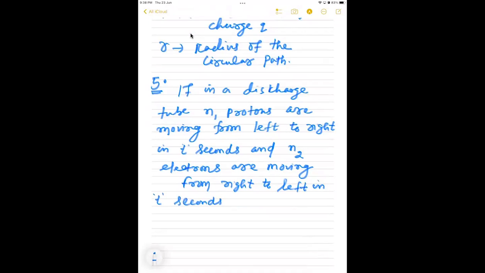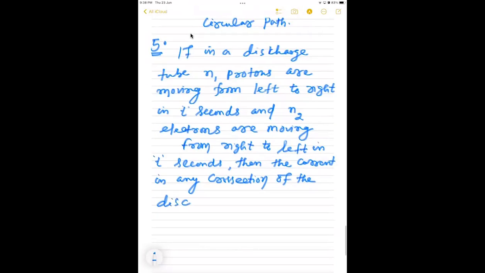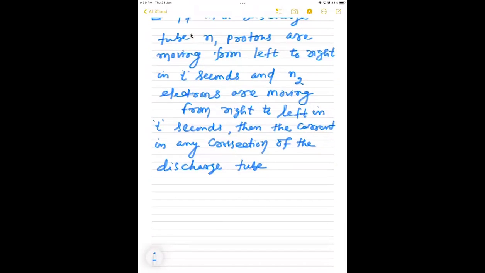Then the current in any cross section of the discharge tube. Students, electrons going, protons going. Usually you think positive charge, negative charge, you will subtract both the charges. No, the magnitude of charge is the same, but the sign is different. So simple, but you have to take the magnitude of the charge of the electron. It may be electron, it may be proton, right? So I is equal to number of electrons plus number of protons into charge, that is 1.6 into 10 to the minus 19, divided by time, right?